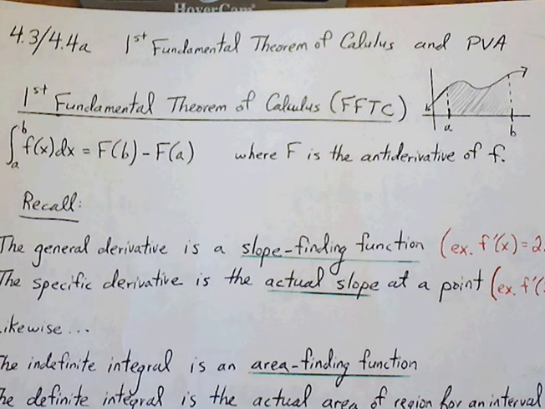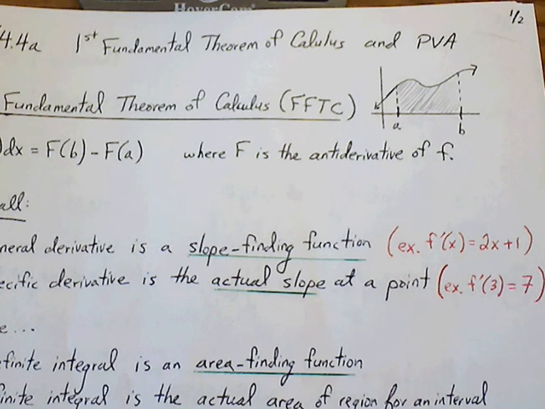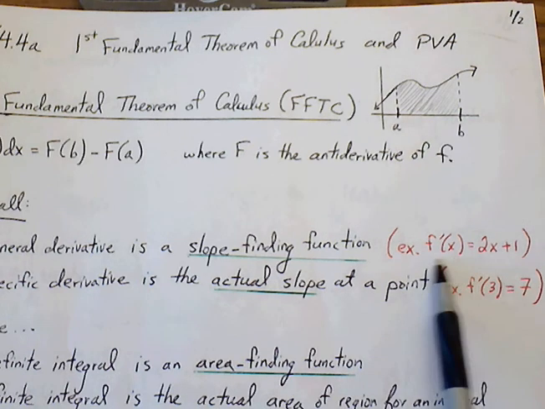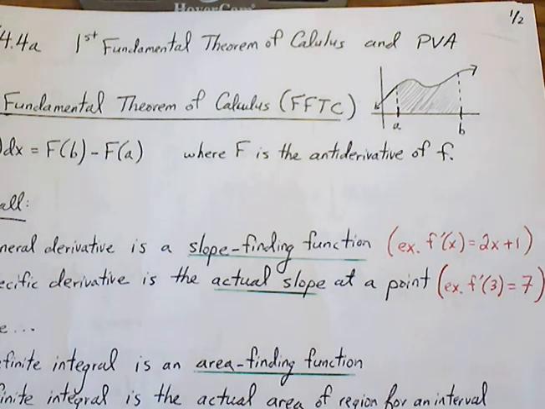The specific derivative, or a number that we come across if we find a specific derivative, is the actual slope at a point. So if I'm looking at a specific curve and I want to find the exact steepness on that curve, I can plug 3 into my derivative, my slope finding function, and it'll tell me the exact steepness at that point on the curve.